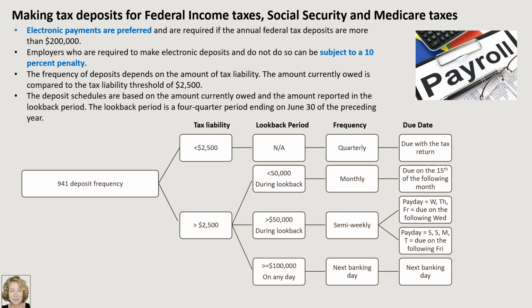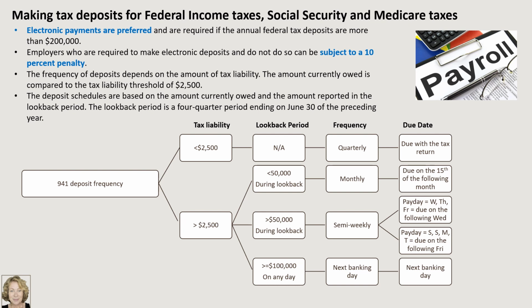If the payroll tax liability per year is below $2,500, then the deposit frequency is quarterly, and the amount due is paid with the filing of the tax return. If the payroll tax liability is greater than $2,500, then we have to look at the amount of payroll tax during the look-back period. If the amount was less than $50,000, then the deposit frequency is monthly, and the amount is paid by the 15th of the following month.